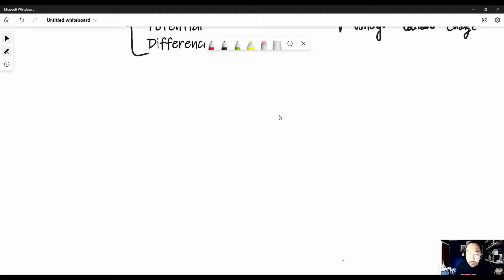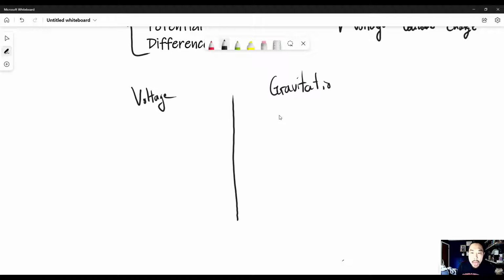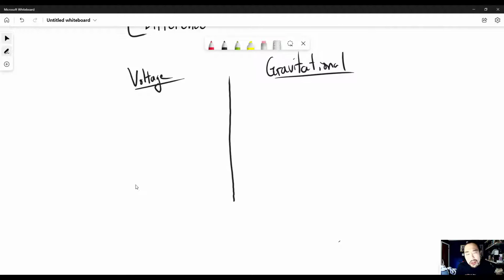To begin, I want to split my screen into two. On the left, we will talk all about voltage, and on the right, we'll talk all about the gravitational field. Voltage and gravitational field are not the same, but I'm using the gravitational field as a way to explain exactly what voltage means to us, using a little bit of analogy.